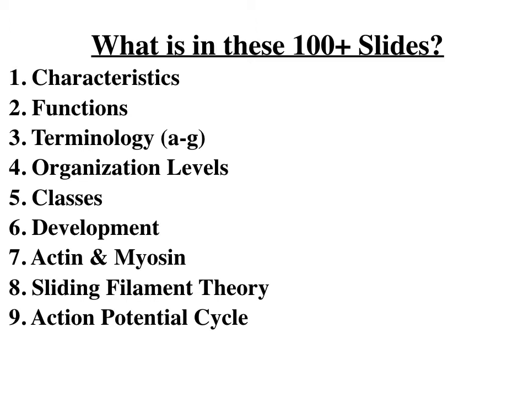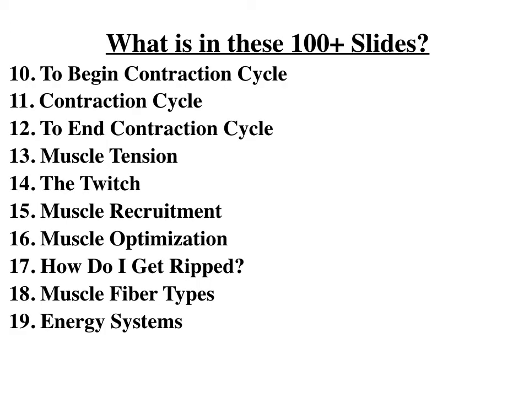So for the first segment, I suggest studying sections 1, 2, 3, 4, 5, and 6 together, stopping at development. And then for the second piece, study 7, 8, and 9: actin and myosin, the sliding filament theory, and the action potential cycle. And then for the third section, study beginning the contraction cycle, the actual contraction cycle, and then how to end the contraction cycle.